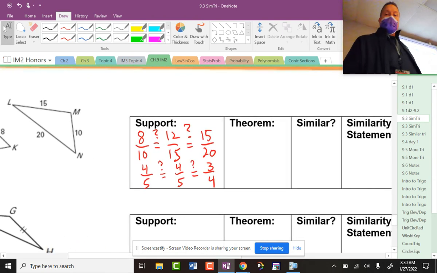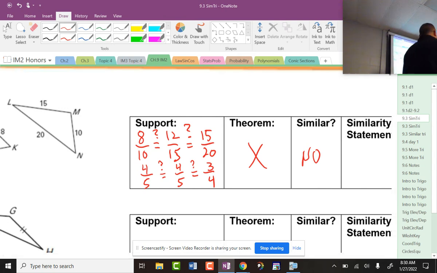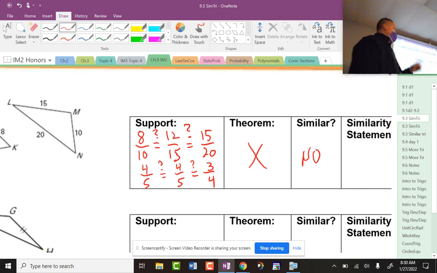No. So there is nothing. They are not similar. SSS did not quite work out. So there is no similarity statement. Ooh, I was about to jump the situation here and assume that I thought that they were, and that's the point of this. Okay, so thoroughly checking this out. Running out of time here with 5 minutes.